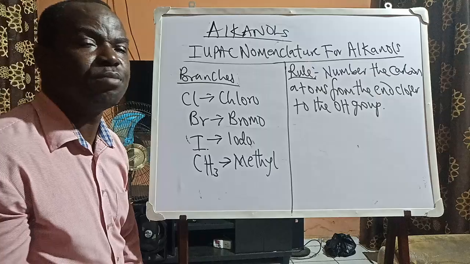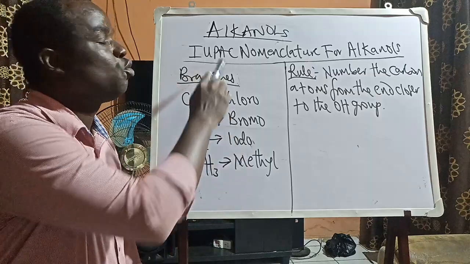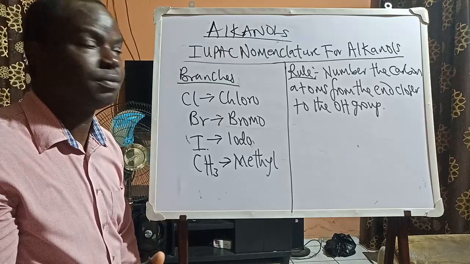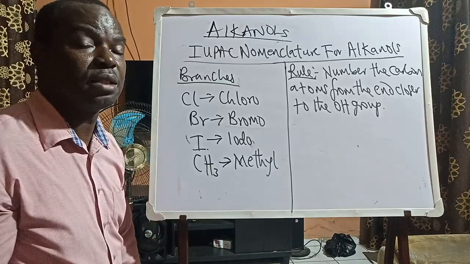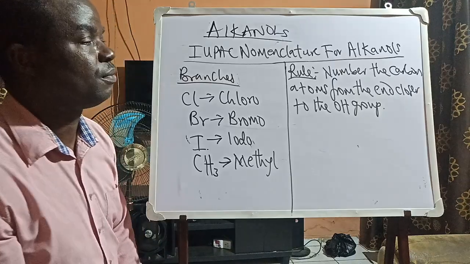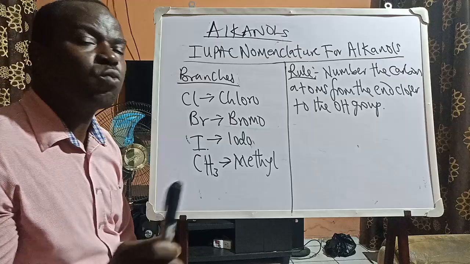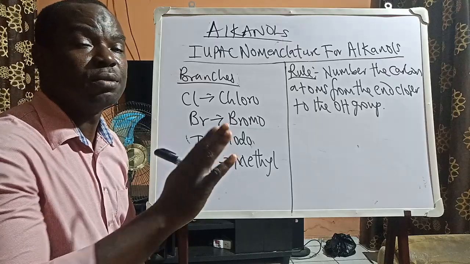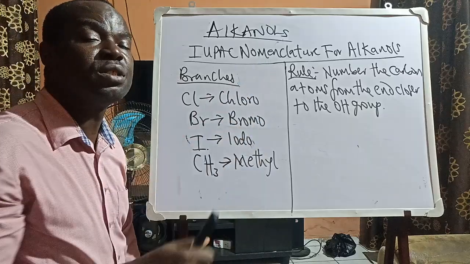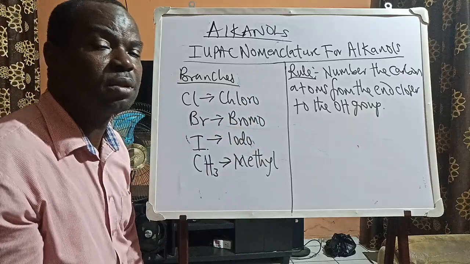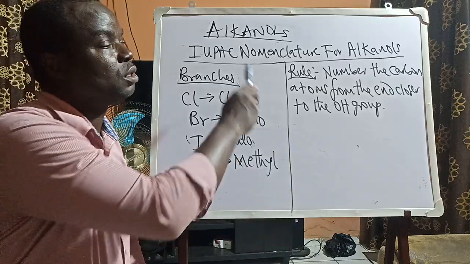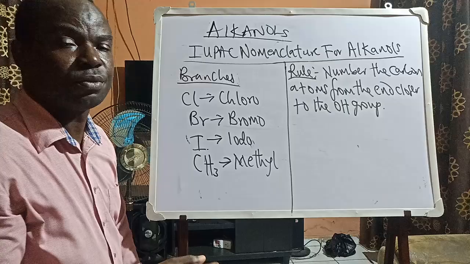Now, let me take you back a bit very quickly. IUPAC means International Union of Pure and Applied Chemistry. So you can take it down. Before we go into the IUPAC nomenclature, nomenclature simply means a system of naming something. So this is all about the system of naming alkanols.